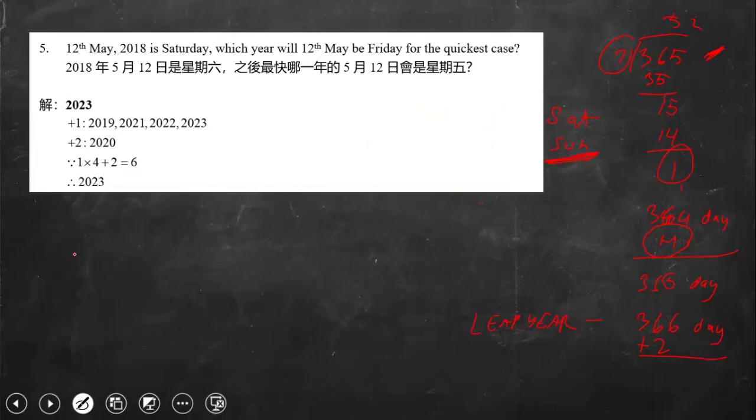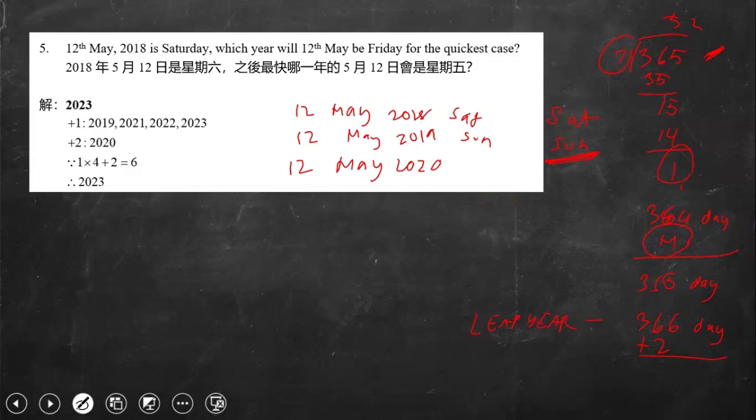So I can say it again. It means that if 12 May 2018 is Saturday, 12 May of 2019 is gonna be Sunday. And 12 May of 2020, since it's a leap year, we're gonna add 2 days to Sunday. So Sunday, and then Monday, Tuesday. It's gonna be Tuesday. 2021, same day, you're gonna add 1 to Wednesday.